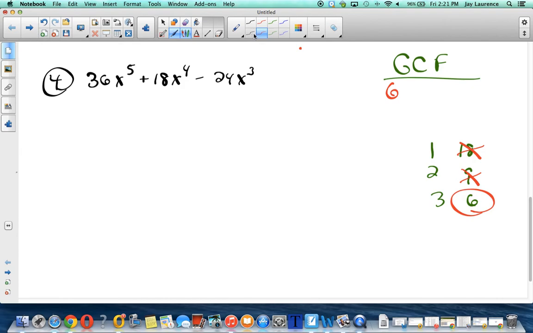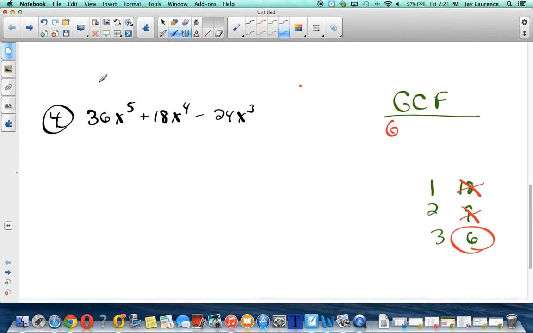Now, what's the greatest number of x's that are included in each term? Well, I have x times x times x times x times x. This is x times x times x times x. And this is x times x times x. Looks like they have 3 in common. Hey, I'm remembering something I said to you when we were on distributing. I said the GCF of the variables would always be the smallest exponent.